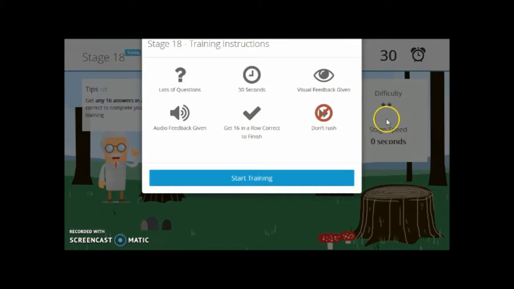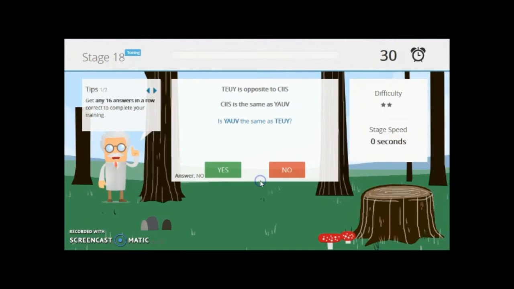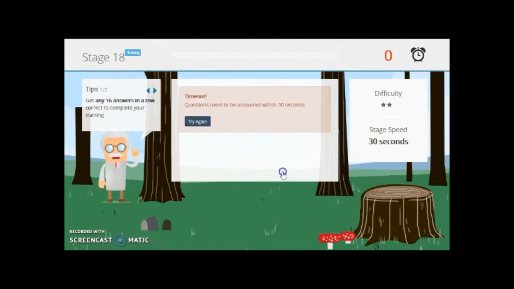Notice here in stage 18, the training instructions are exactly the same: they're still required to get 16 answers correct in a row, and 30 seconds is still available for each question. As they work through this, you'll notice that now instead of being given 3 letters, they're given 4 letters, and now they're given 2 different statements. TEUY is opposite CIIS is your first statement. The second statement is that CIS is the same as YAUV. So they're asking, is YUAV the same as TEUY? Well, if these 2 are opposite, and the next 2 are the same, these 2 cannot be the same. So the answer is no.